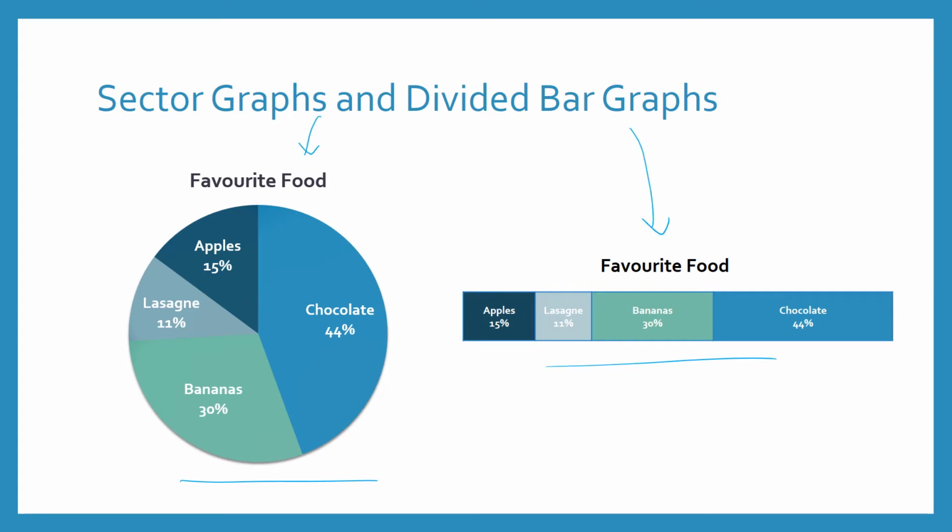They're showing the exact same information. People have ranked their favorite food out of these four. And we have chocolate being the same as 44% in both of them. However, the way it's represented is a bit different. In both of these, it takes up 44%: in the divided bar graph of this entire length, and in the sector graph, it's going to be 44% of the 360 degrees. So this part here is 44% of 360 degrees.